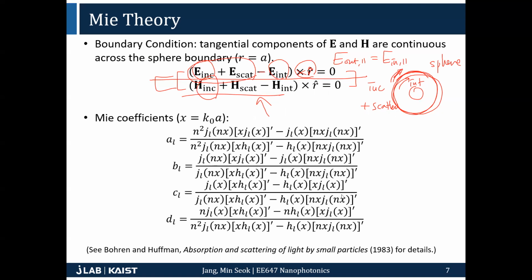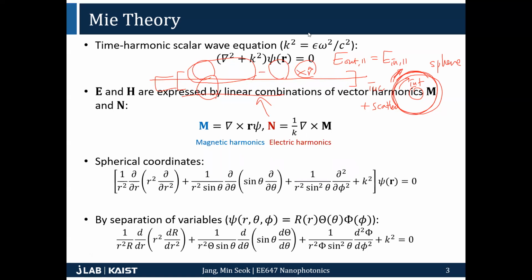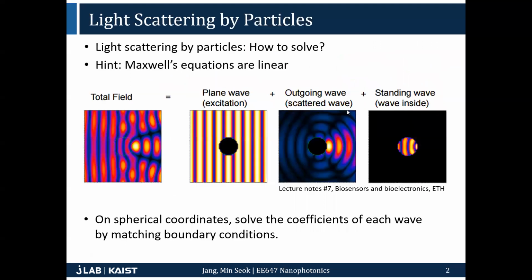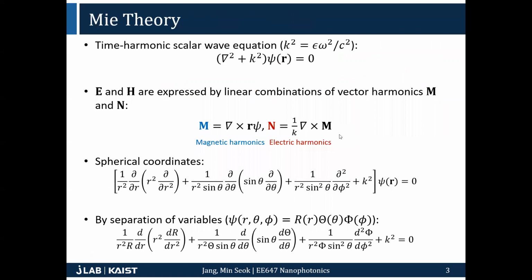Okay, so if you want to know more details about this Mie theory, you can read this book. But what I wanted to convey here is just the flow. What we did was divide the wave into three components: incident wave, scattered wave, and the wave inside, right? And then we express each wave as a series of spherical harmonics.